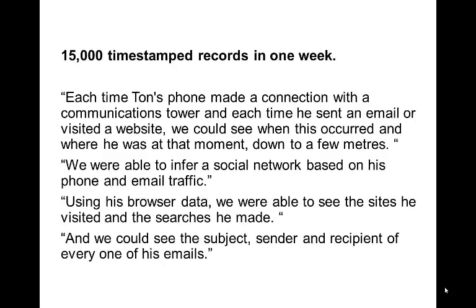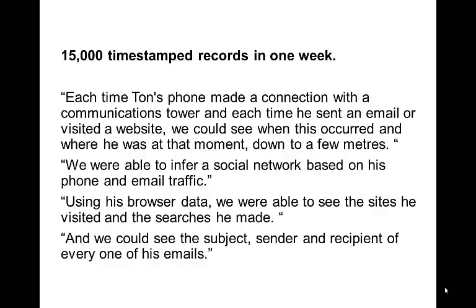So what happened in 1 week? Well, the people who analysed the data afterwards, who didn't know anything about this guy, didn't know who he was or what his name was, they managed to extract 15,000 time-stamped records from 1 week. Every time he made a connection with a communications tower, sent an email or visited a website, we could see when this occurred and where he was at that moment within a few meters. They inferred his social network based on his phone and email traffic.